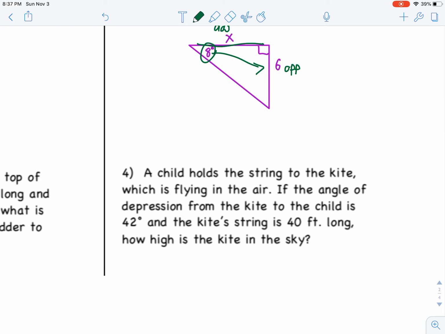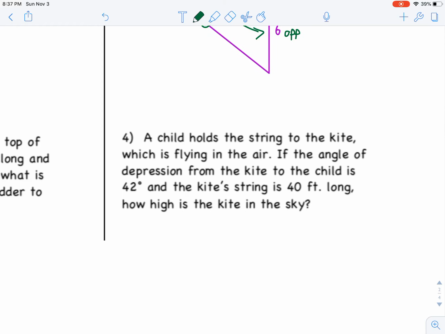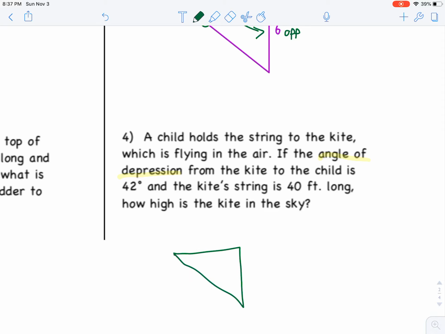All right, a child holds a string of a kite which is flying in the air. If the angle of depression from the kite to the child is 42 degrees and the kite string is 40 feet long, how high is the kite in the sky? So, what's our vocabulary word? Angle of depression. Okay, so we're going to draw that triangle. There we go. And we're going to label it. Okay, so this said the angle of depression is 42, so that's where our angle goes.